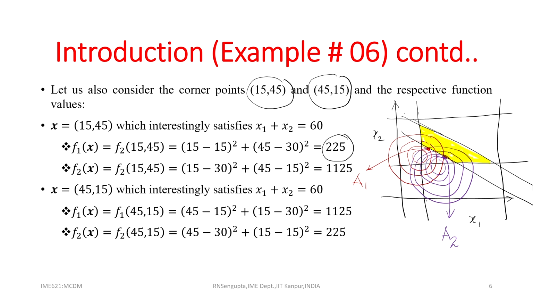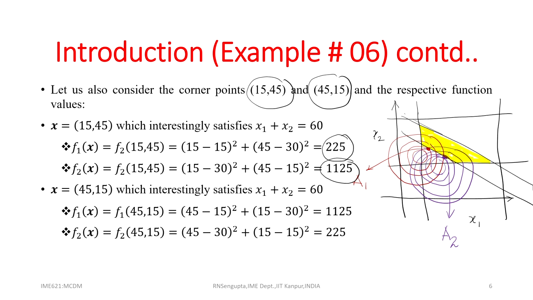So, 15, 45 would be some point, as I keep x1 as 15 and x2 as 45. So, I go up. This circle's center remains the same, but it expands. So, it is 225, and if I put the same coordinates for f2, because f2 is larger in the concentric radius, considering that point of 15 and 45, the corresponding value for f2 is 1125. So, I am doing it separately.